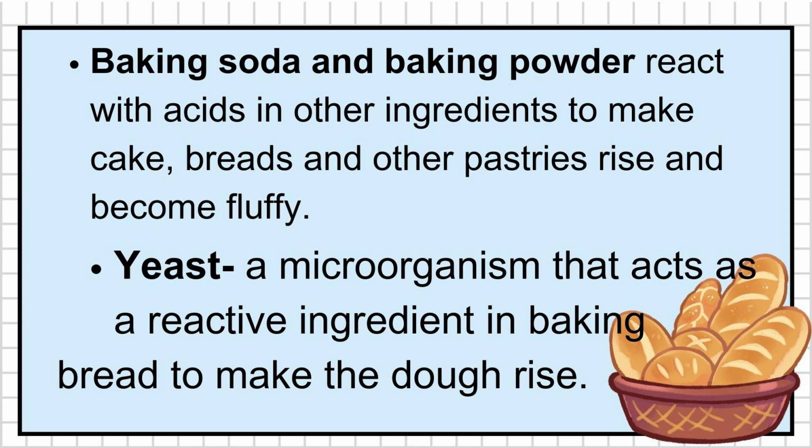Baking soda and baking powder react with acids and other ingredients to make cakes, breads, and other pastries rise and become fluffy. Another example is yeast, a microorganism that acts as a reactive ingredient in baking bread to make the dough rise.